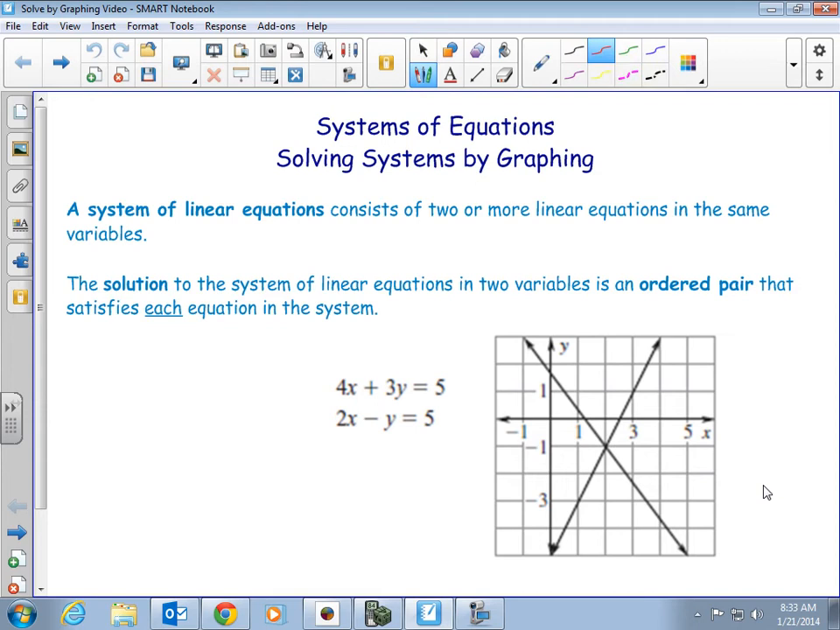So here's my system of equations, and I've graphed it over here to the right. The solution to this system is going to be the point where the two lines intersect each other. It's an ordered pair, so the point of intersection is (2, -1). That is the solution to this system.